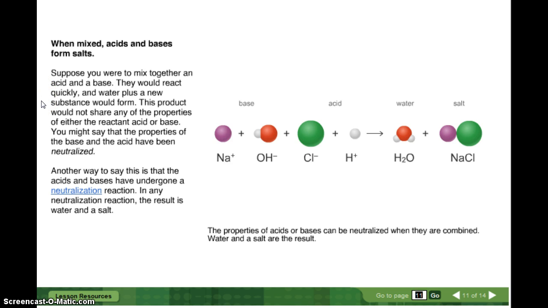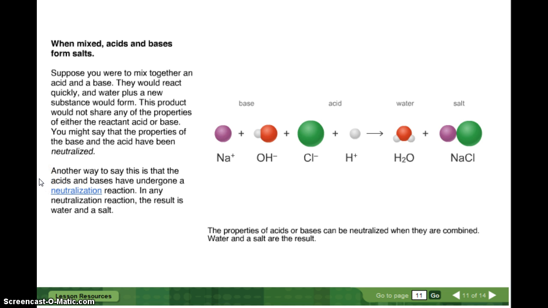Okay, so let's pause there. Think about if you put vinegar and baking soda together. Which one is the acid? The vinegar. What happens when you put baking soda and vinegar together? They bubble. And what's left over is actually water and a new substance which we would call a salt. This product would not share any properties of either the reactant acid or base. You might say the properties of the base and the acid have been neutralized.